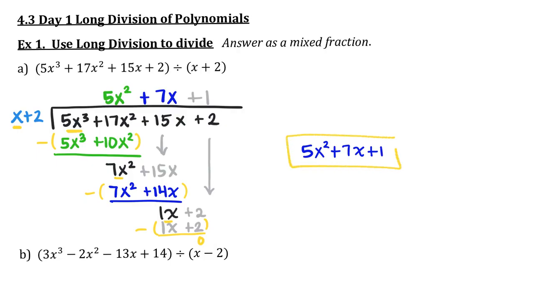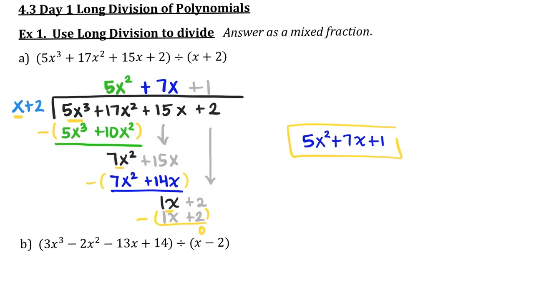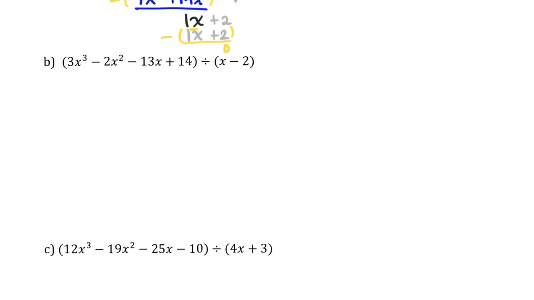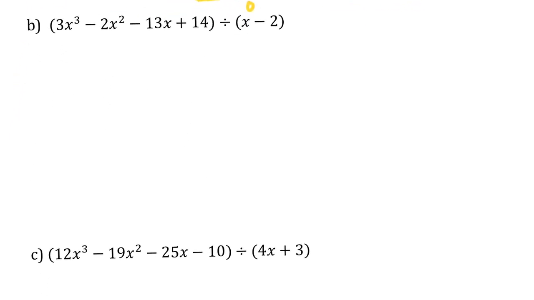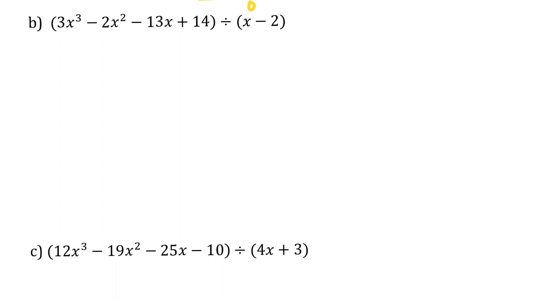Now that you've seen the process, let's try the next one. This one will have a remainder. I'm doing 3x cubed minus 2x squared minus 13x plus 14 divided by x minus 2. So let me set up my division.